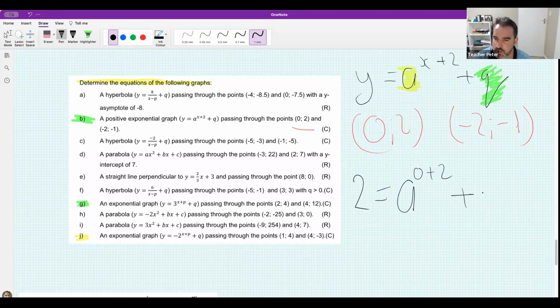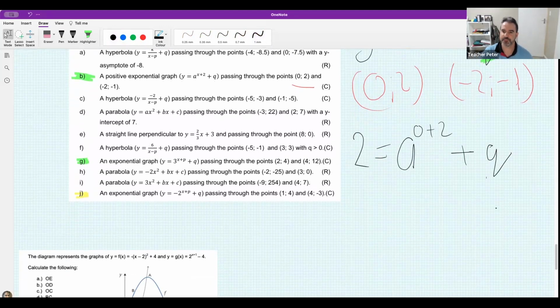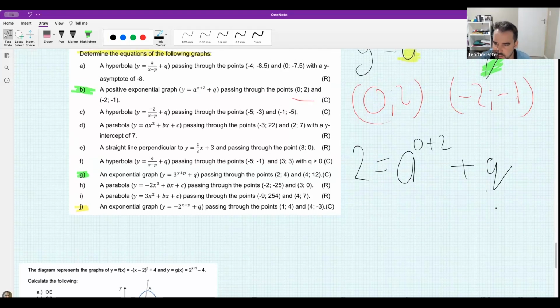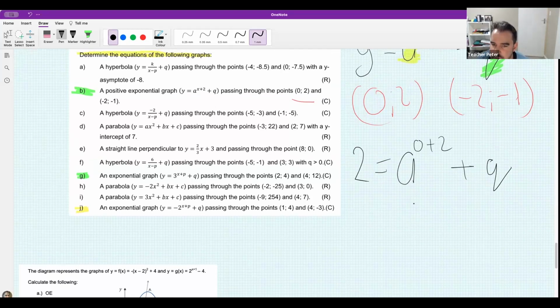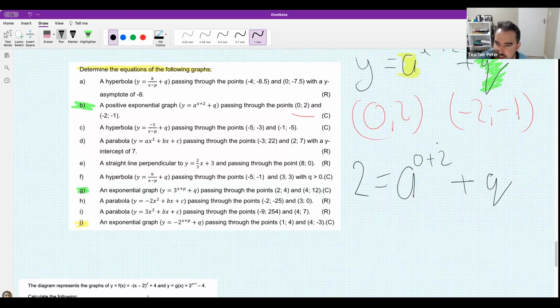And I get 2 is equal to A times 0 plus 2 plus Q. Is that correct? Let's have a look. A is 0 plus 2. No, no, that is correct. All right. So now what I want to do is, look, this is like that. Give me a thumbs up if you followed that so far.